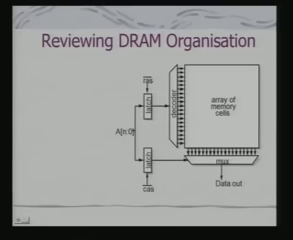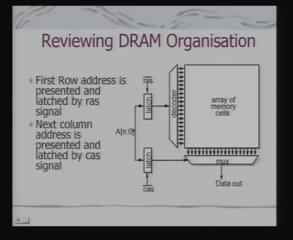So, let us look at the DRAM and the question of interfacing DRAM with ARM. We are just recapping the DRAM organization. You have first the row address. The row address is presented and latched by the RAS signal. Next, the column address is presented and latched by the CAS signal. This is what we have already seen. Now, how to do that with ARM? Does it have any special signal to facilitate DRAM access?